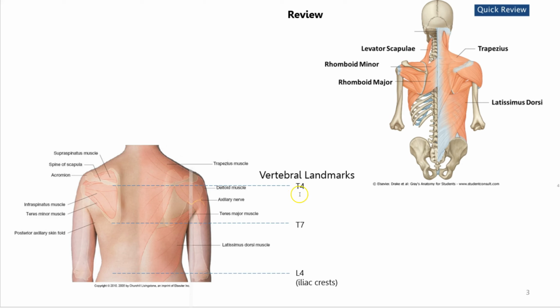Now note that we have some vertebral landmarks here. Where the scapular spine comes into the medial border is roughly T4. Where the inferior angle of the scapula is located would be roughly at the T7 vertebral level. And then, of course, we have the iliac crest coming in at L4, providing a safe location to perform a spinal tap or withdraw cerebrospinal fluid.